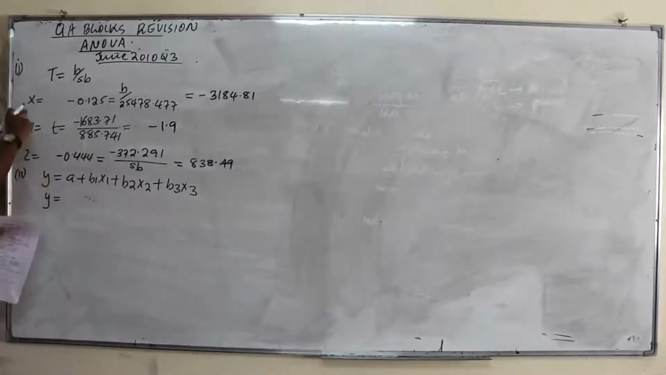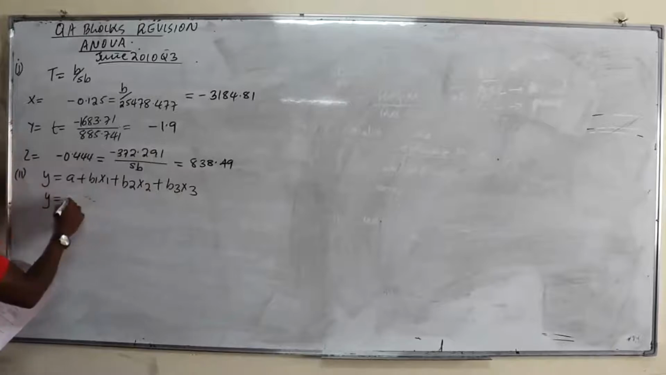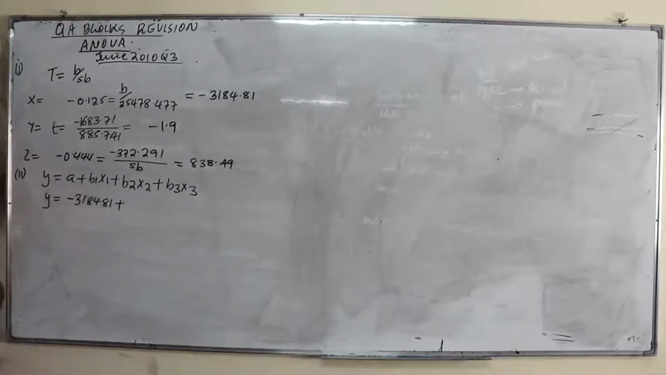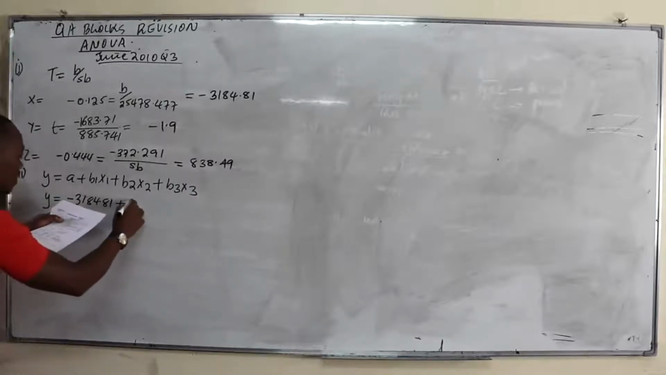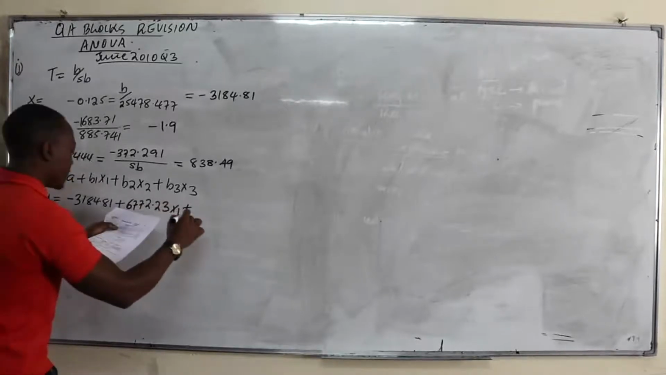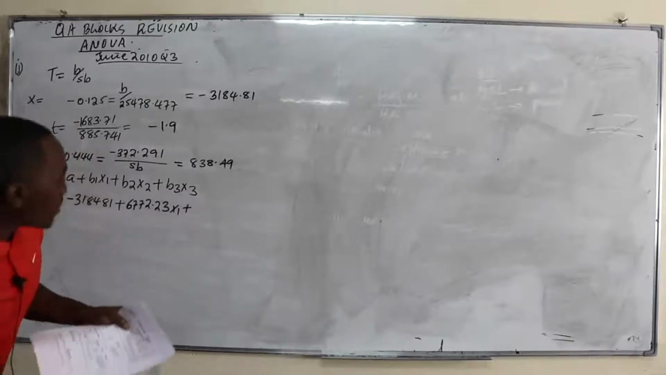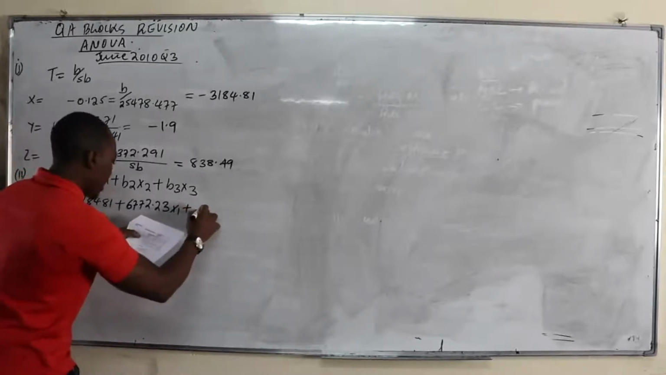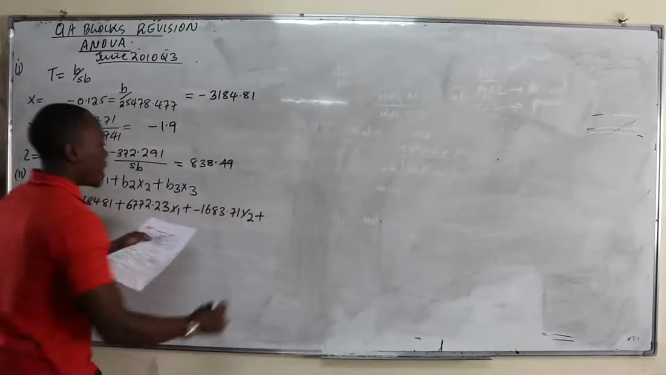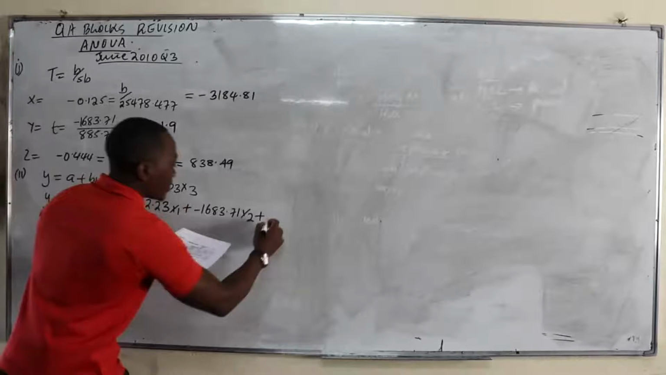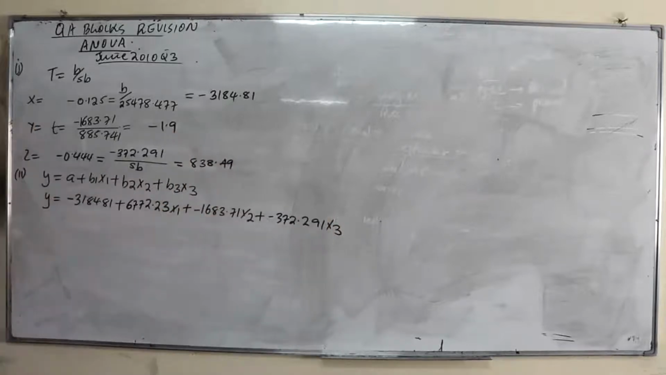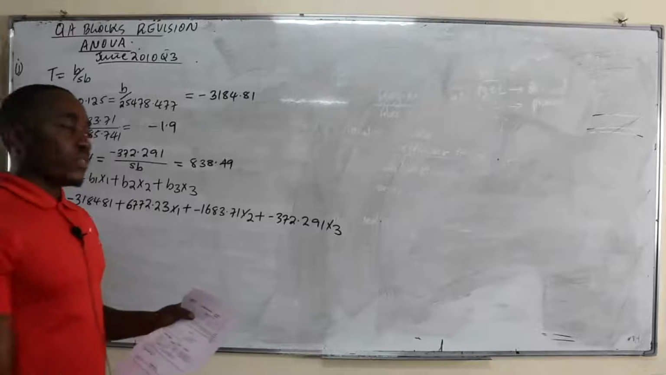It's A. But we have already computed our A. And our A was what? Negative 3184.81 plus b1x1. Do we have b1? That's for income. It's how much? 6772.23x1, plus, or you can just write minus, negative 1683.71x2, plus negative 372.29x3. In short, use the coefficients, or the B, to get the model. That's how you develop the model.